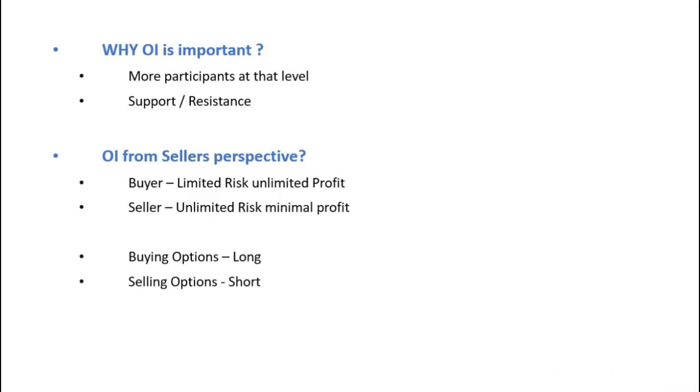Open interest from the seller's perspective. When a trader buys an option, his risk is only the premium. That is, risk is limited and reward is unlimited. Whereas from the seller's perspective, he has an obligation to sell and has limited reward but unlimited risk. Hence, the seller should be extra cautious on that level, and the seller will defend that level. That is, it will be a support or resistance.